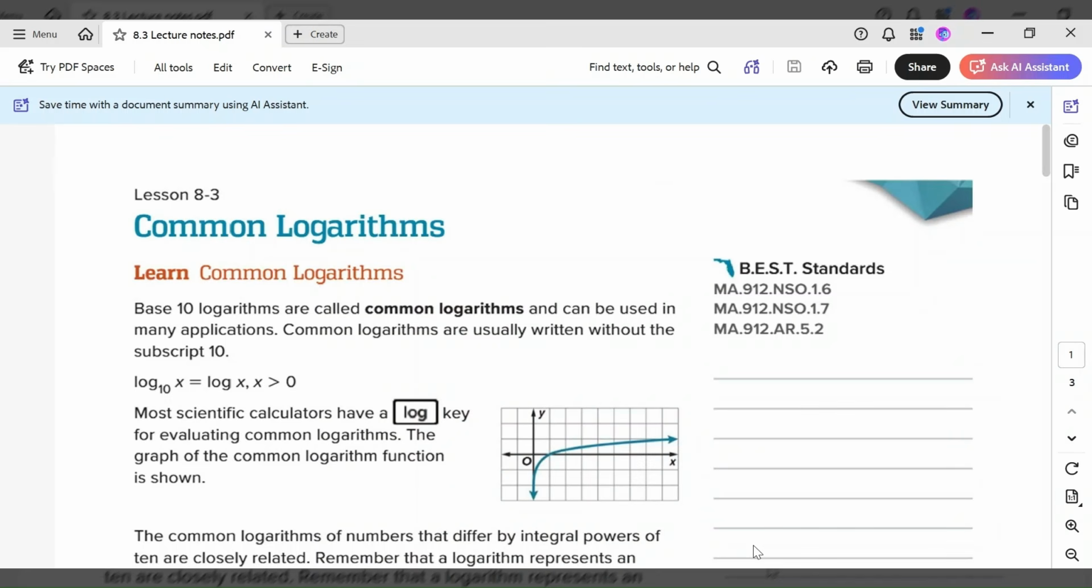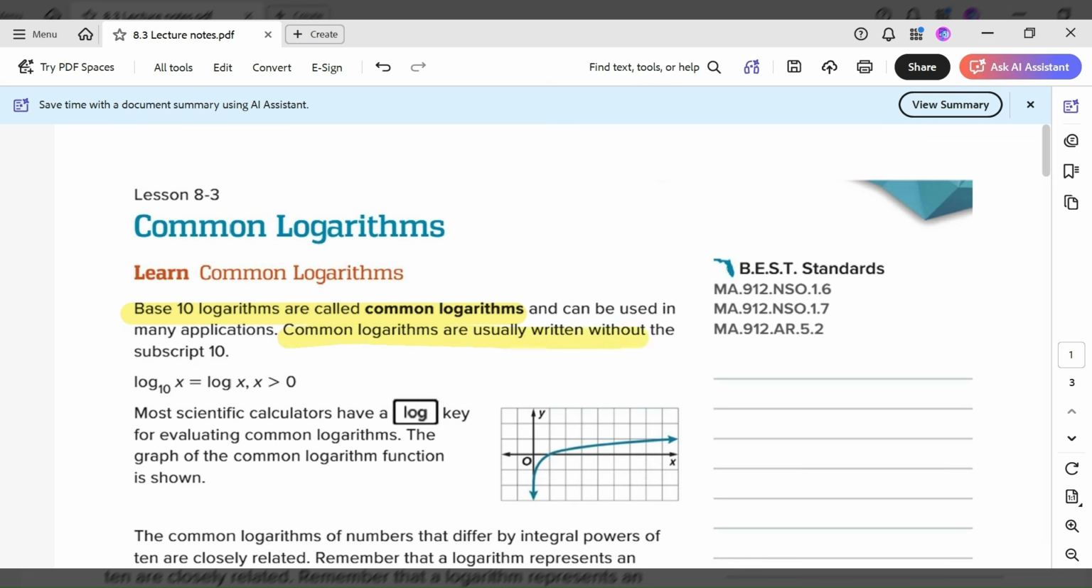Okay, lesson 8.3, common logarithms, at standards MA 912, NSO 1.6, 1.7, and AR 5.2. So common logarithms, which we associate with base 10, can be used for many applications. Common logarithms are usually written without the subscript of 10.